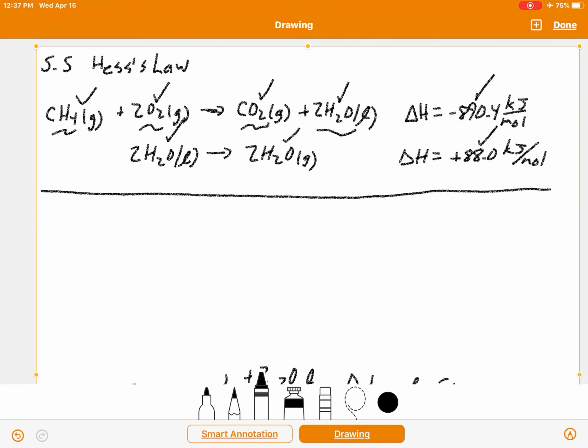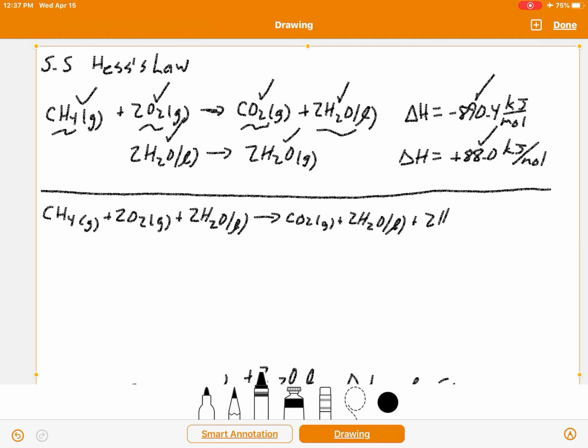So let me do that here. CH4 gas, 2O2 gas, 2H2O liquid. Those are all the reactants, right? We're going to add those together. And then we're going to add all the products together. CO2 gas, 2H2O liquid, 2H2O gas. Okay? Add the reactants and add the products.